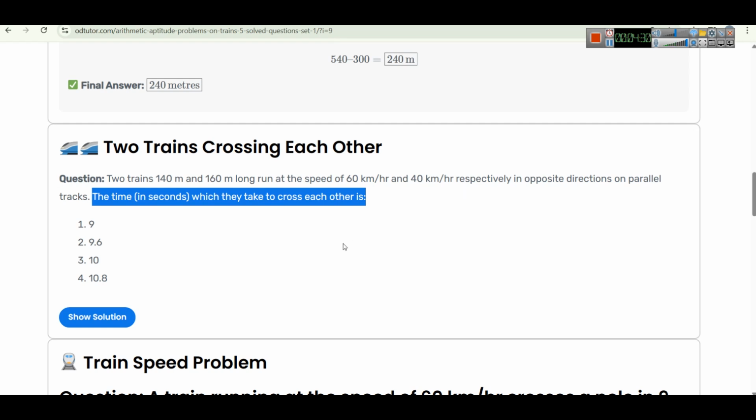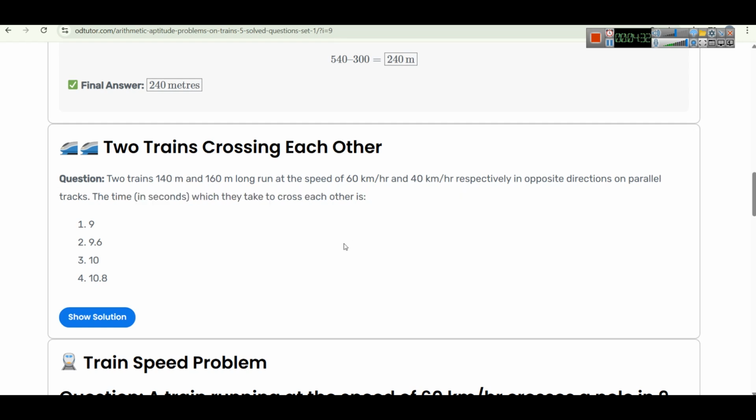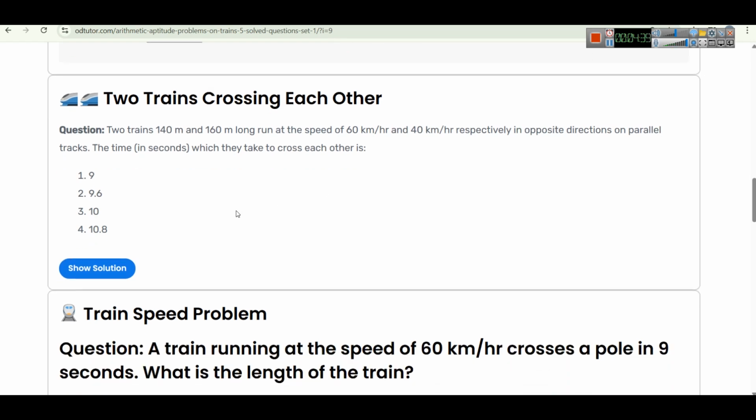Pause the video, try to guess the answer or get the answer from your end. Now, after resuming the video, you will see the solution.